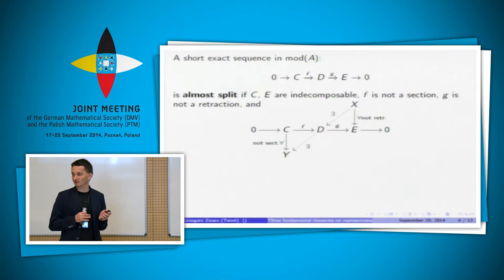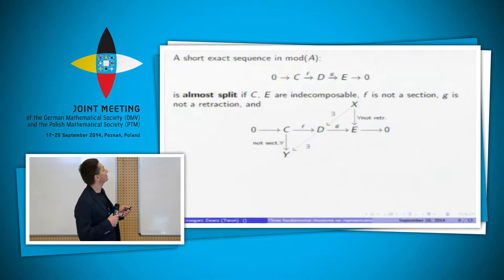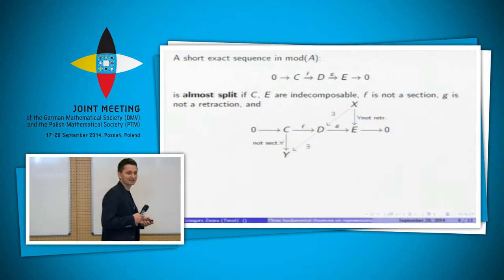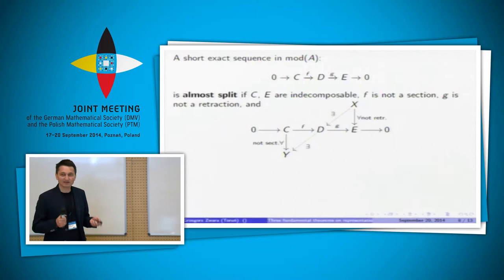So in some sense it is a minimal homomorphism. The same, F is a minimal non-section. And the first question is whether such exact sequences exist. So probably yes, if we consider them. And what more can we say about it?